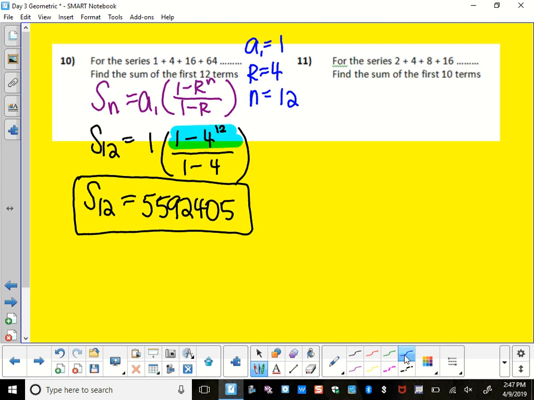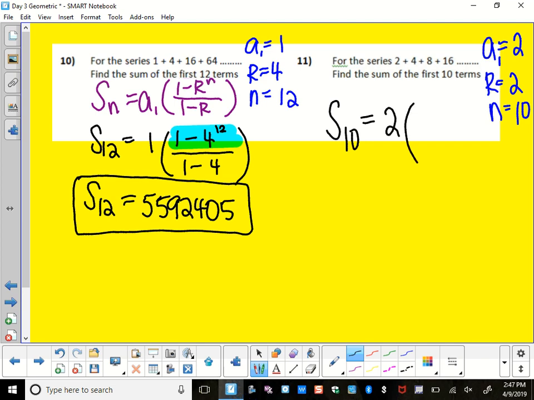On the second problem, for the series 2 plus 4 plus 8 plus 16, what's my first term? What's my ratio? Good. And what's my number? How many terms I want the sum of? 10. All right, so you can just look at your formula and write what you need to know. My a1 was 2. In parentheses, I have 1 minus r, which is 2, to the power of 10, divided by 1 minus 2.